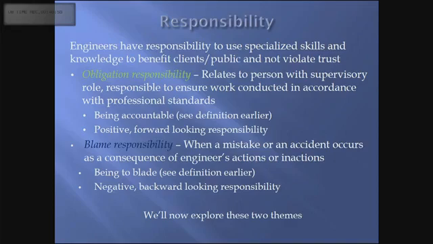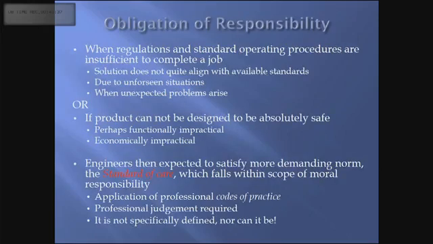All right, now, the other type of responsibility is blame responsibility. Blame responsibility is when a mistake or an accident occurs as a consequence of engineers' actions or inactions. All right, this is the hard part. And this can result in certain consequences. The first one is being to blame, which means, yeah, you can get terminated from your job. And the second description is that it is negative and looks backwards. Now let's look at it in detail.